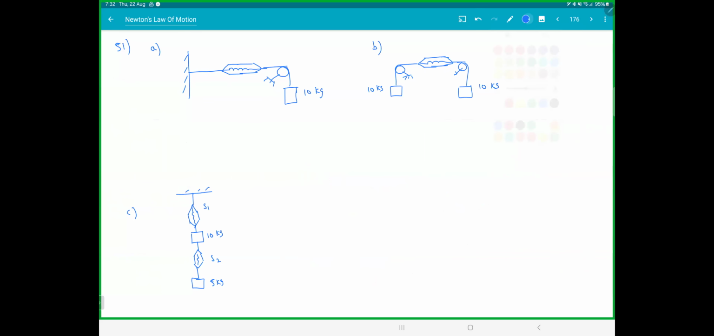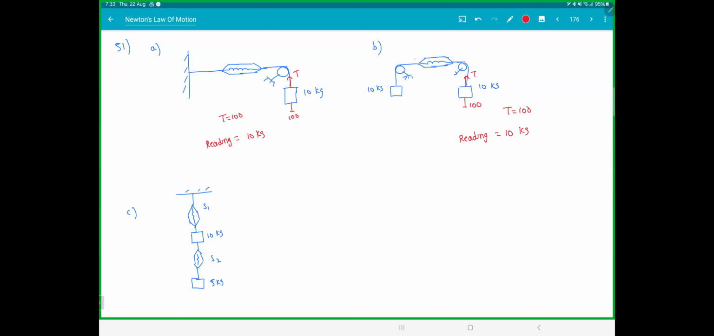Don't forget, how do you find tension? Find the FBD, tension T. This would be 100. So tension is 100, so the reading will be T by g, 10 kg. Here, what is the tension? System is in equilibrium, 100. So what will be the reading? 10 kg. Just because you kept two blocks, it doesn't mean anything.